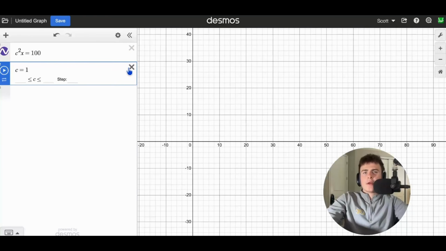Now, second, it's the slider boundaries. So if you set c equal to 1, you can change the boundaries of the slider.